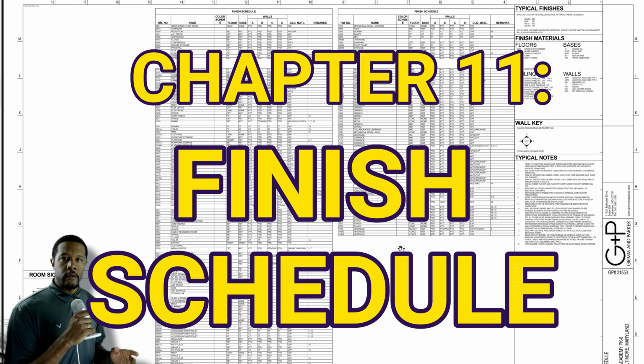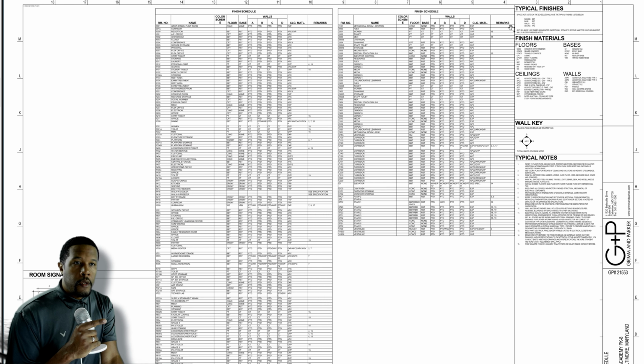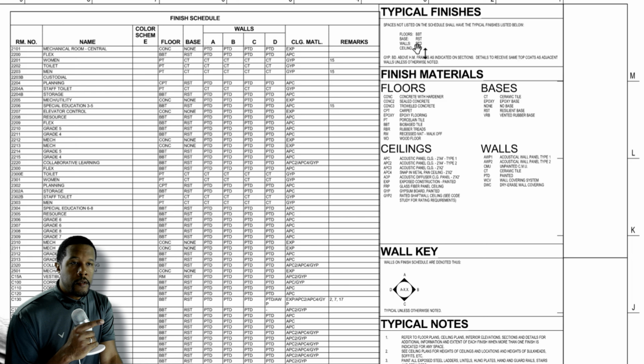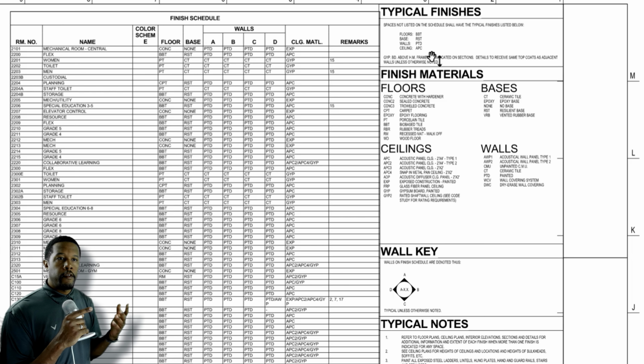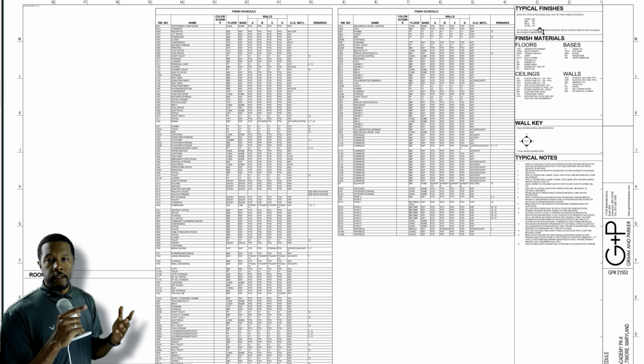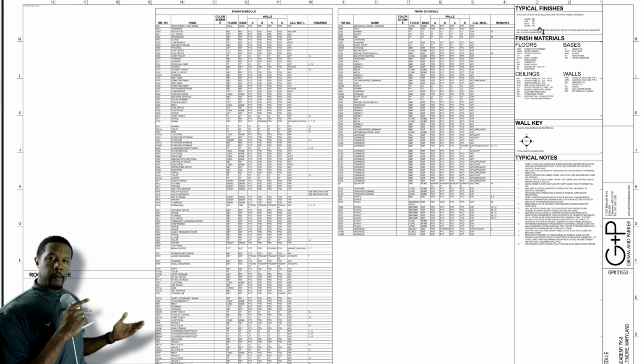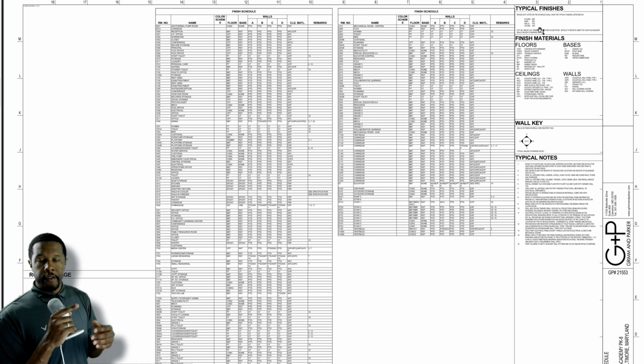There's a few different schedules, but this one is the finished schedule. If you look at the notes here, it basically tells you the types of finishes that you're going to have on your floors, on your ceilings, your walls. For instance, is an area going to have carpet, or is it going to have tile? Is there going to be paint or a type of wall covering? This is where you find all that information out.